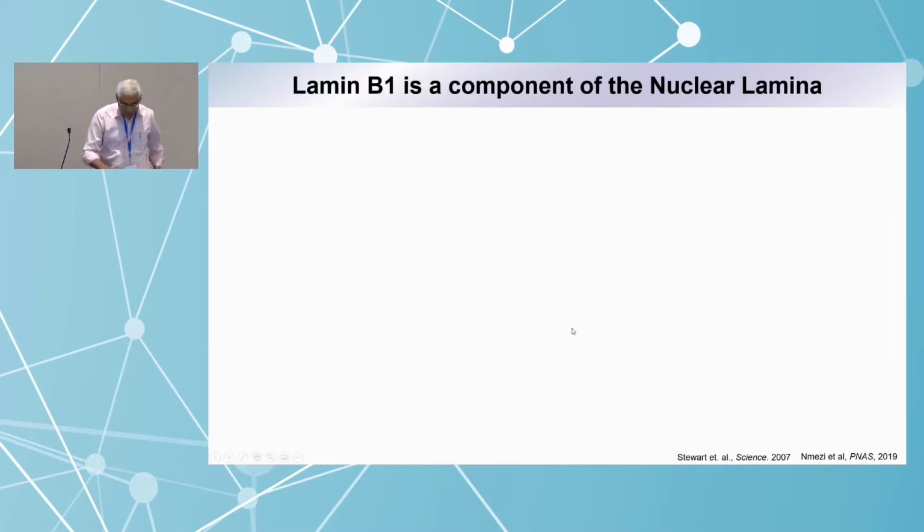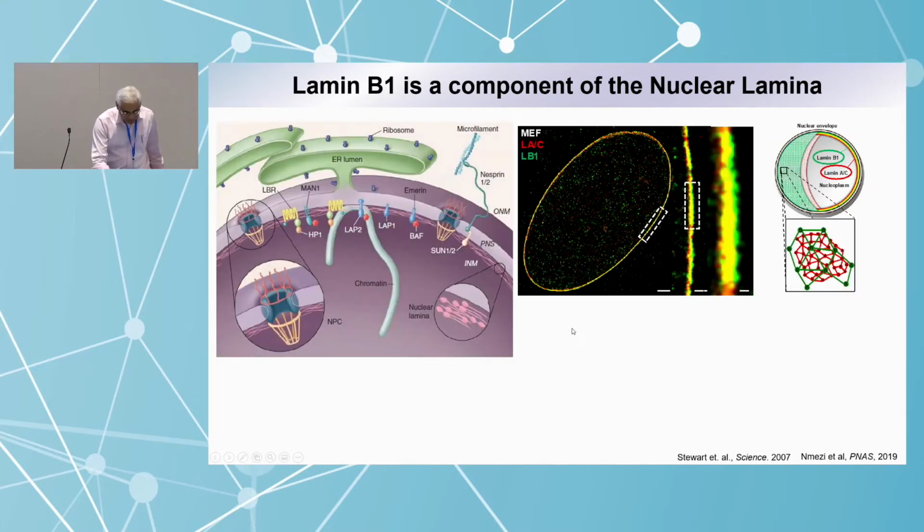So what is lamin B1? I've been using that term for a long time. What exactly is lamin B1? Lamin B1 is a component of the structure known as the nuclear lamina. If you look at the schematic of the nucleus here, you see this thin pink ribbon-like structure. That is the nuclear lamina. And it's shown in the STORM image here. We actually show that lamin B1 is in the outermost layer of the nuclear lamina.